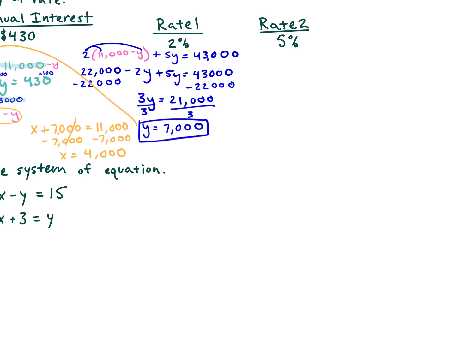Now with our systems of equation questions, we want to write our answer as an ordered pair. So we always put the x first. So we have 4,000, comma, 7,000. It looks a little bit funky here because we've got a lot of commas going on. But this is our x and our y.